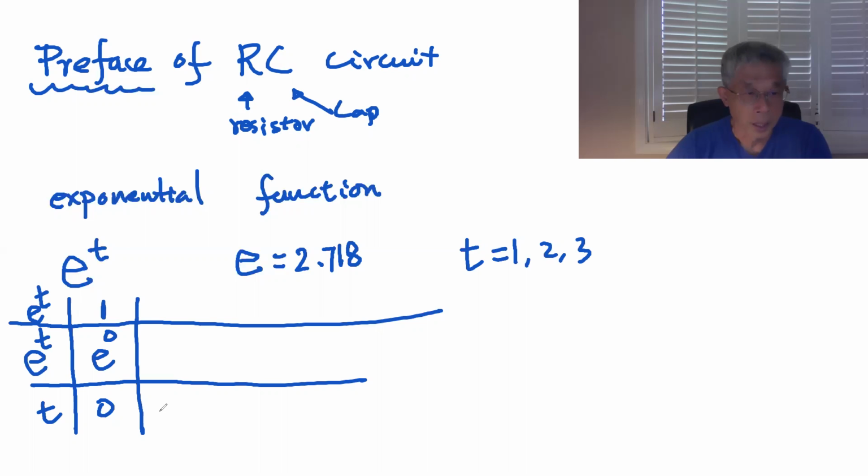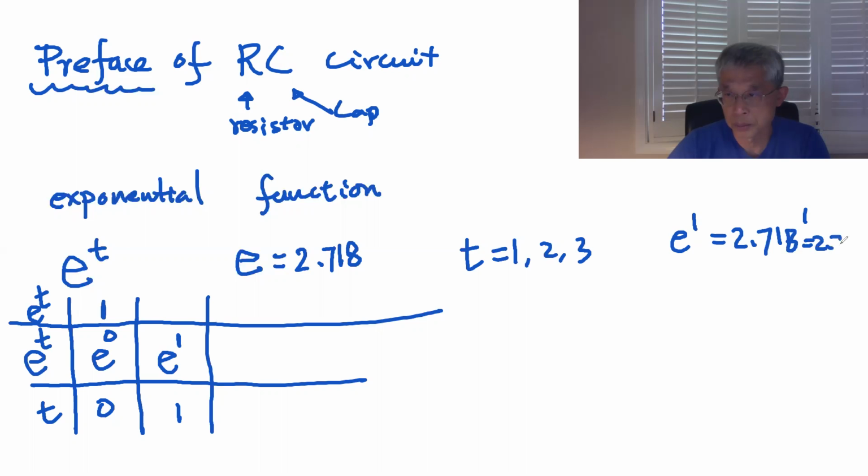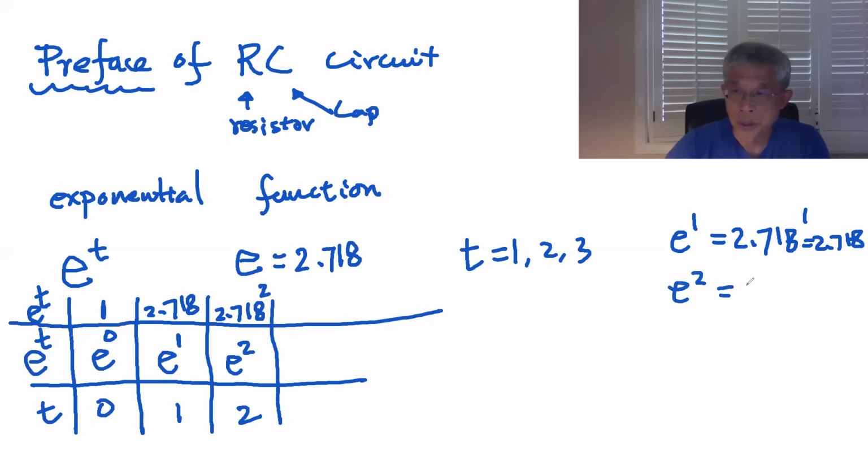Okay, and then when T equal to 1, then this is E1, right? So that's E1. So E1 is equal to 2.718 to the power of 1. So that's still 2.718. Okay, so that's 2.718. And 2, so E2. You may be wondering why we're doing this, okay? But there are a lot of students not familiar with this, so that's why I'm doing this. So E2 is equal to 2.718 squared, right? And that's equal to 7.389.